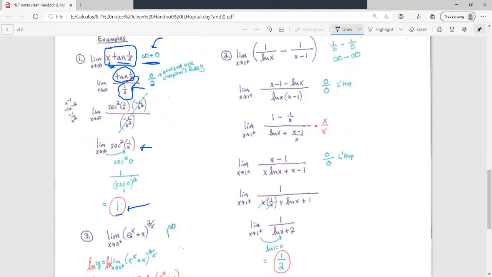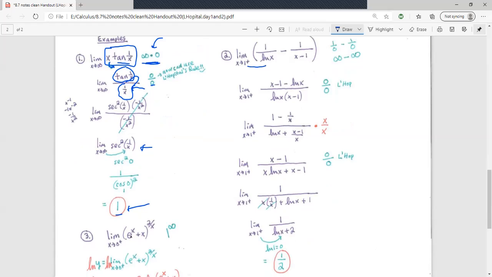And then this next example, number 2, I think is easy to know what to do because you have two fractions. And if you have two fractions, chances are I'm just going to go ahead and get a common denominator and put those fractions together and get a single fraction. But let's talk about why this is an indeterminate form.